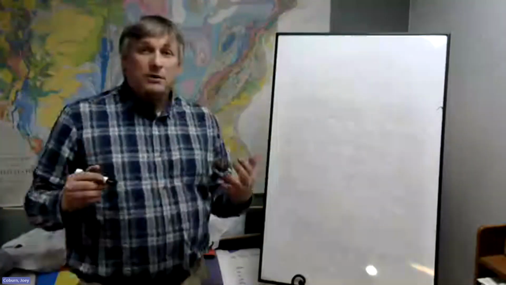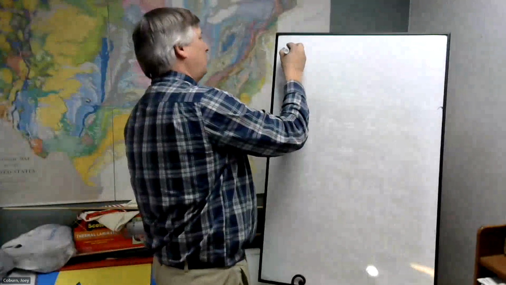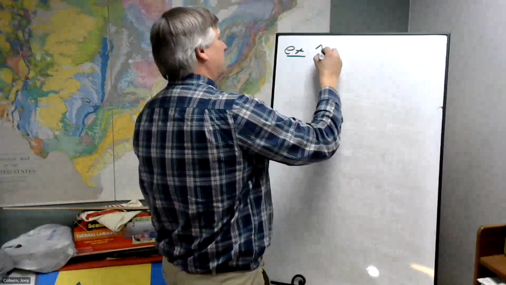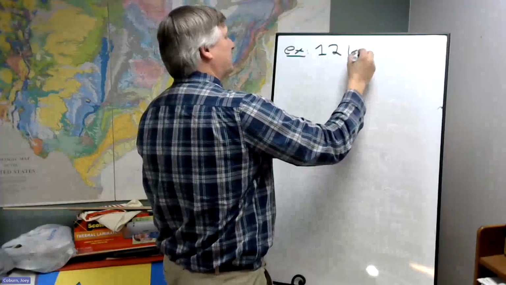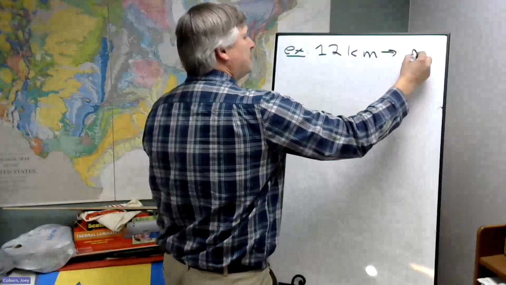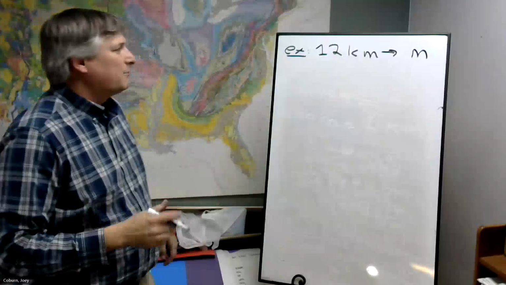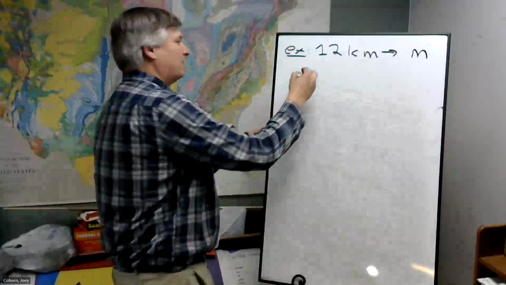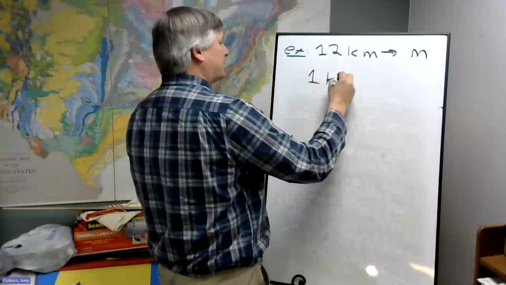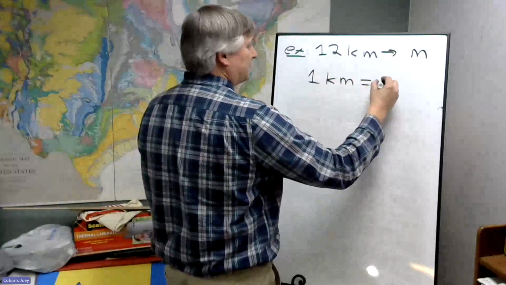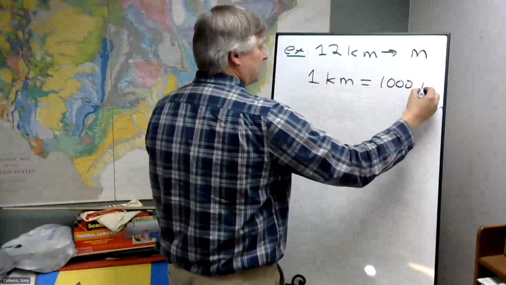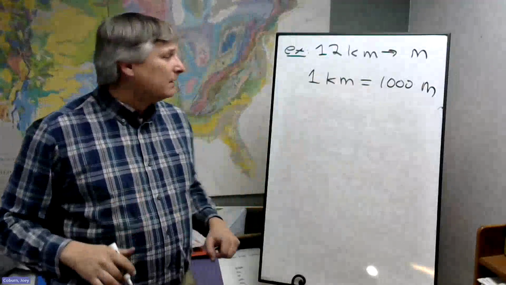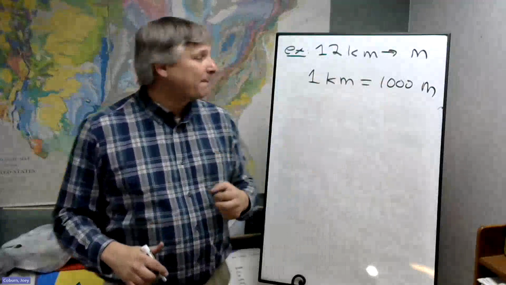Now, suppose we have the following. We want to convert 12 kilometers to meters. We're going to do this the same way we converted US measurements. There is a relationship for kilometers to meters: 1 kilometer equals 1,000 meters.